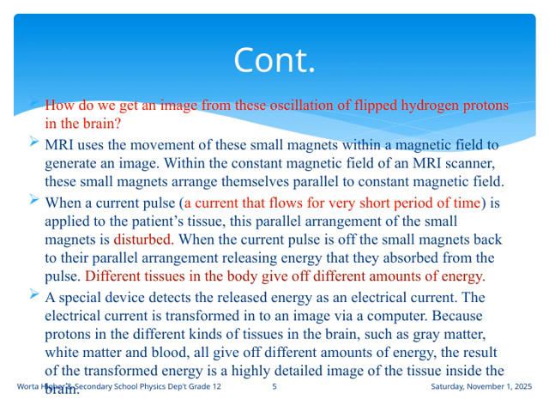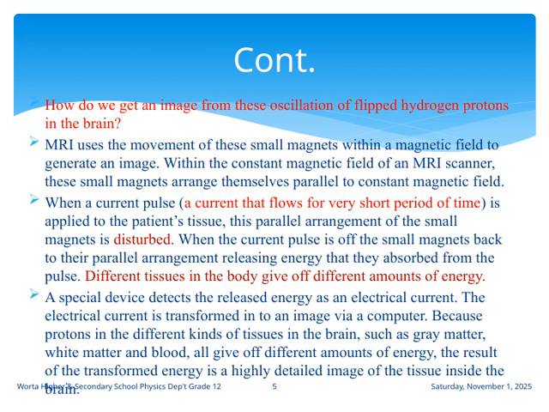Inside the MRI scanner, these protons align themselves parallel to the strong, constant magnetic field. Now, when a short burst of electrical current, what we call a pulse, is applied to the patient's tissue, it disturbs this parallel alignment. When the pulse stops, the protons return to their original position, releasing the energy they absorbed. Here's the interesting part. Different types of tissues, like gray matter, white matter, or blood, release different amounts of this energy. A special device detects this released energy as tiny electrical currents. These electrical signals are then converted into an image by a computer.